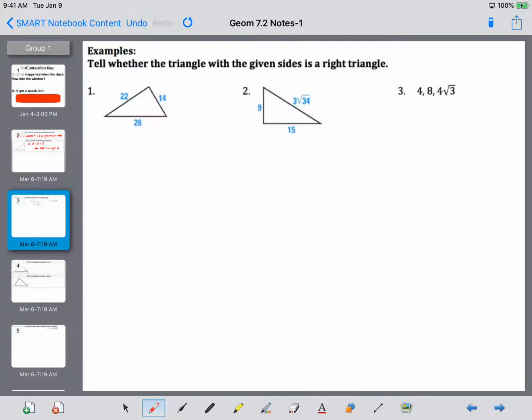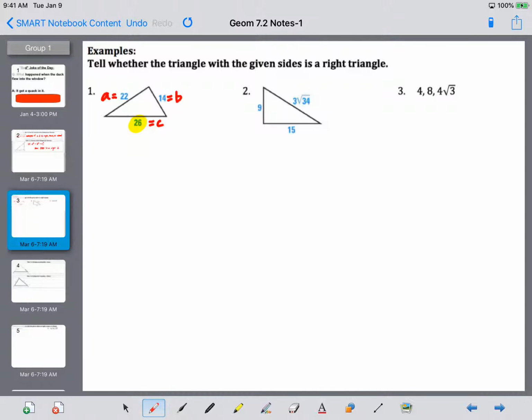Now when you fill this in, you have to be careful. Your longest side is always c. So when I'm looking at this picture in example 1, I'm finding that 26 is the longest side, so that is what I have to fill in for c. It doesn't matter what order you fill a and b in, so I'm just going to go from left to right, call a 22 and b 14.